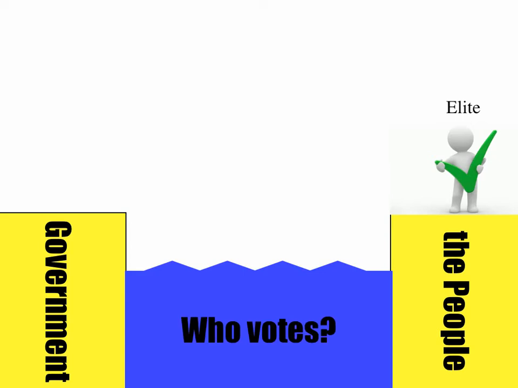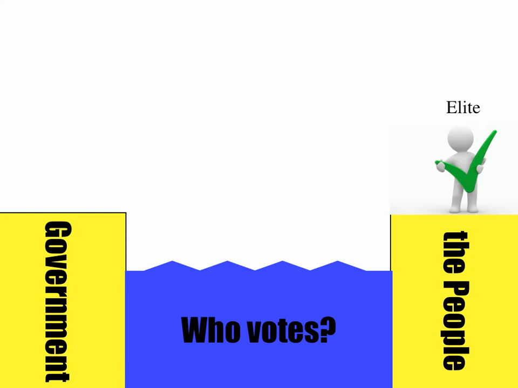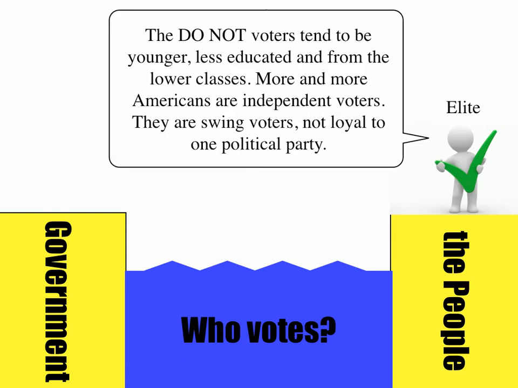But who votes? Presidential elections bring out the most voters. Rarely is it over 55%. Activists vote most often. They tend to be ideologically more rigid. Active voters are older, more educated, and far more affluent. The do-not voters tend to be younger, less educated, and from the lower classes.